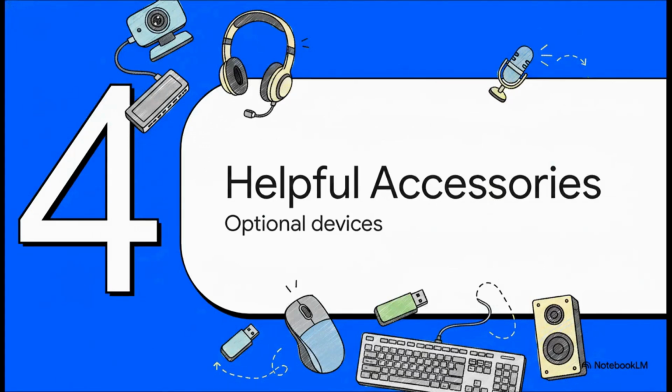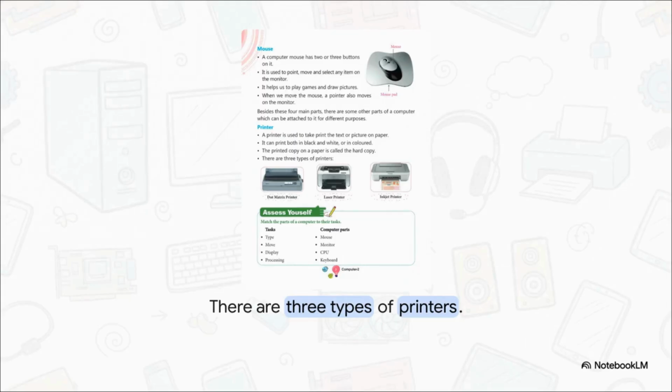Okay, Section 4, helpful computer accessories. Let's look beyond the main four parts. One of the absolute most common accessories we attach is the printer. A printer takes the text or the pictures you see on your screen and prints them directly onto paper, either in black and white or in full color. And there are three main types you'll run into. Dot matrix, which is an older style that uses tiny pins, the laser printer, which is super fast and uses powder called toner, and the inkjet printer, which literally sprays tiny drops of liquid ink.